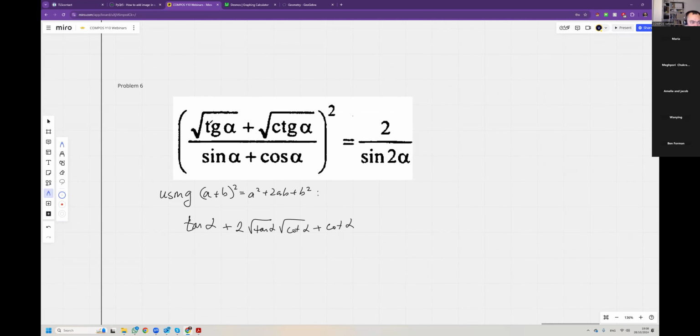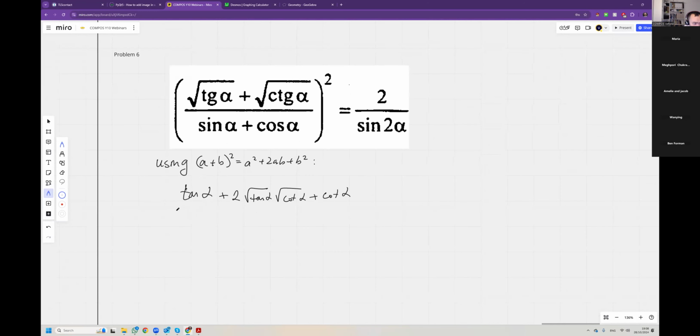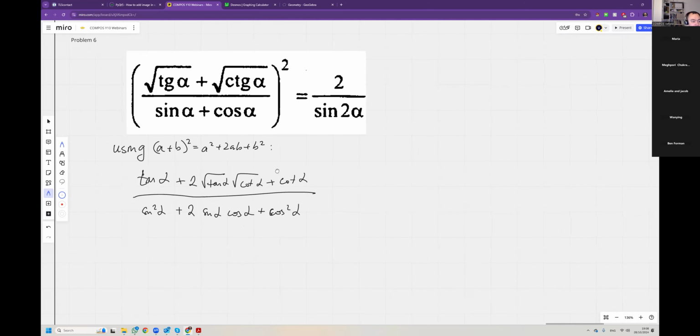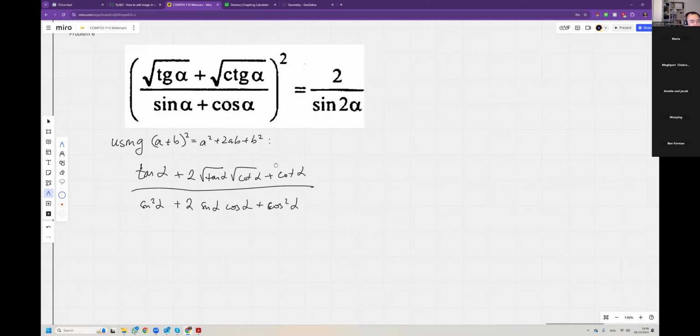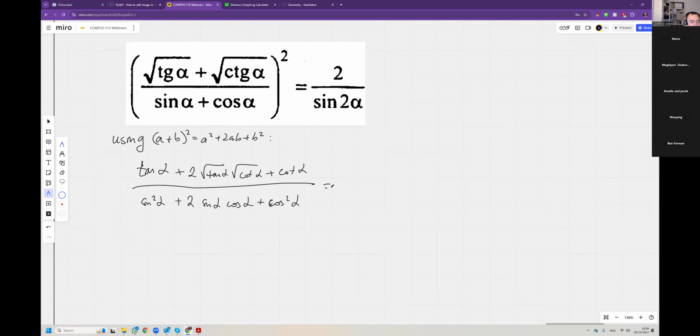Yeah, because square root of tan squared is just tan, over sine squared alpha plus 2 sine alpha cos alpha plus cos squared alpha. Okay, so this is the left-hand side.